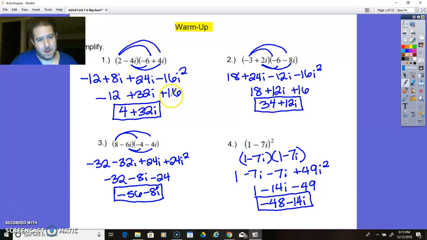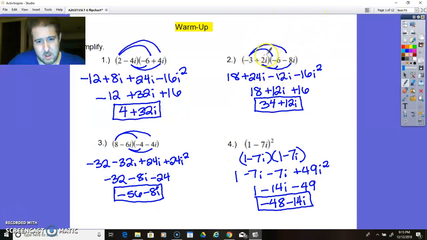So negative 16 became positive 16. And then I was able to combine this like term to this one. So 16 plus this other real number, negative 12, made positive 4. And then you can't combine a real number with a pure imaginary number, so that is the complex solution. And it's the same process for the other three questions, as you can see.